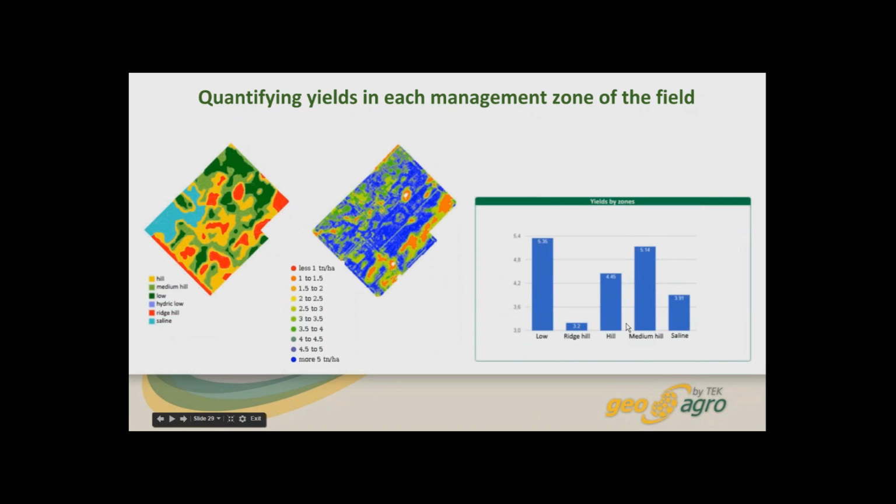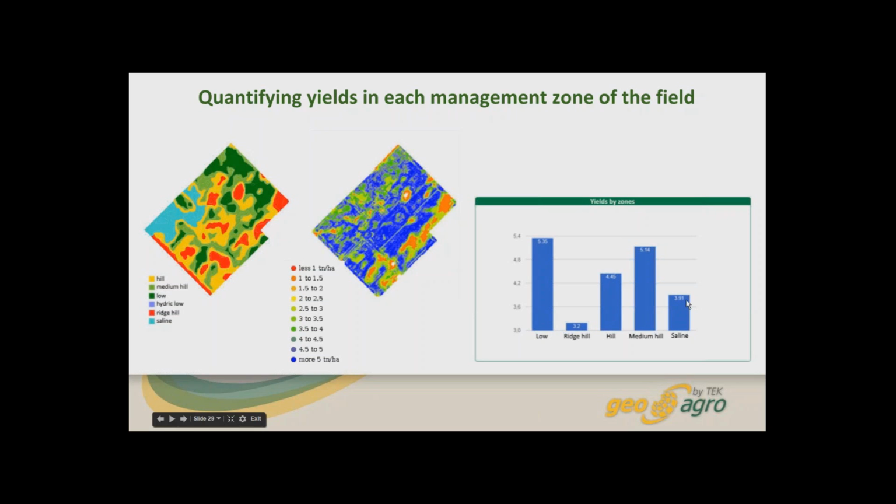So this is when we use a productivity map to determine management zones, and in this case it's due to topography and salinity. Here, light blue is saline, green is low, then we have medium hill, and we have hills and the red spots. This is very related to topography. You can see what the yields were in each management zone, in each zone that we have characterized.